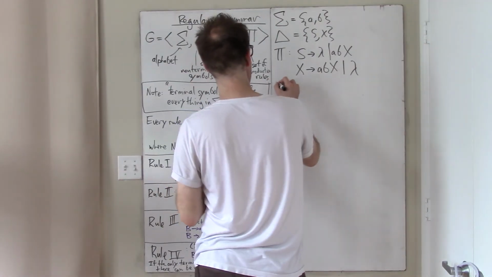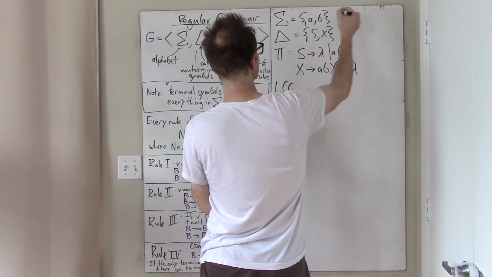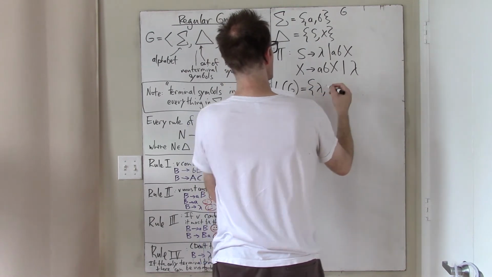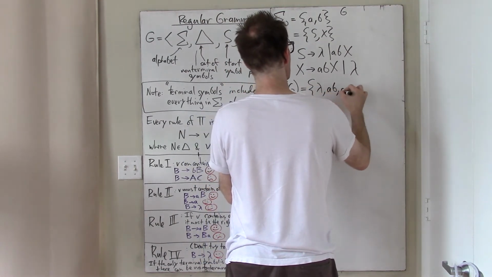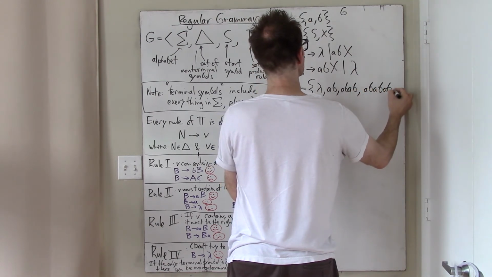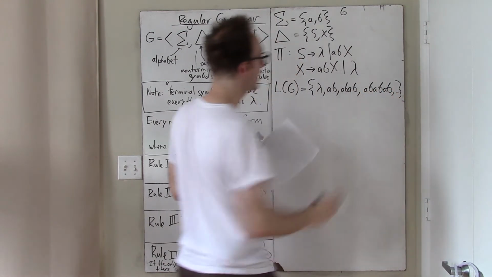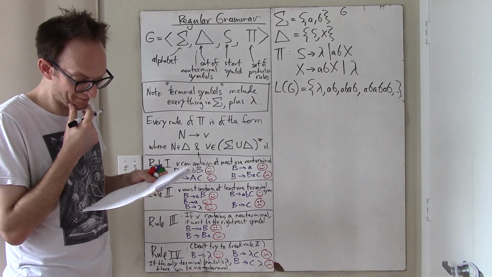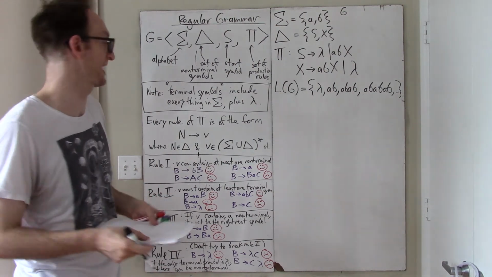So I'll just say that right now, that if this grammar is called G, then the language of G in this case is going to be lambda, AB, ABAB, ABABAB, etc. Okay. Can I sort of convince you of this?